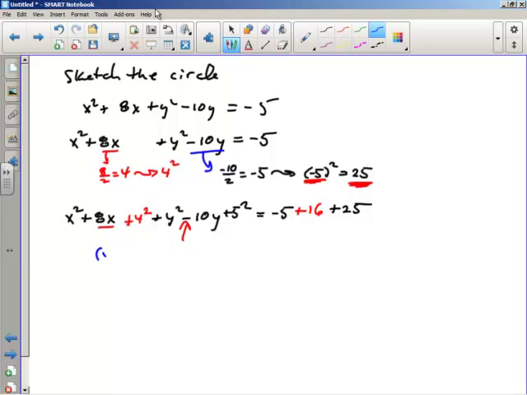And now we're ready to write this. Quantity x plus 4 quantity squared plus quantity y minus 5 quantity squared equals 16 plus 20, 36. Oh, how nice. So the center is minus 4, positive 5, and the radius is the square root of 36, which is 6.